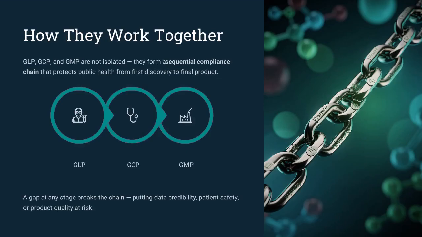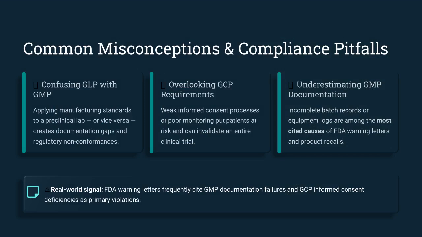How they work together: although GLP, GCP, and GMP are distinct, they are not isolated. They form a sequential compliance chain that protects public health from discovery to final product. GLP ensures reliable safety data. GCP ensures ethical and credible clinical results. GMP ensures safe and high-quality products for patients. If compliance fails at any stage, the entire chain is compromised, putting data credibility, patient safety, or product quality at risk.